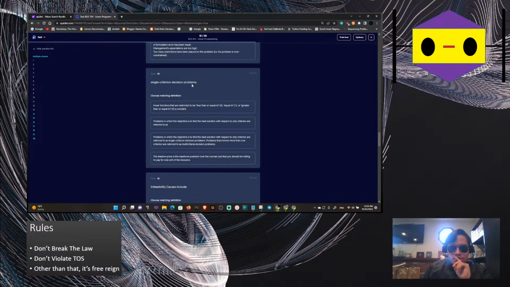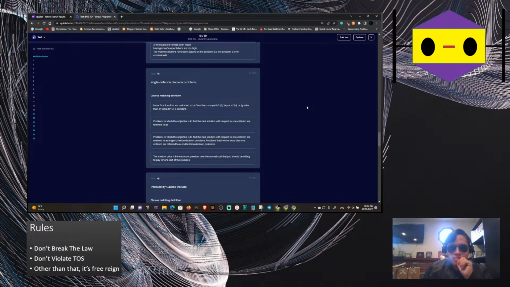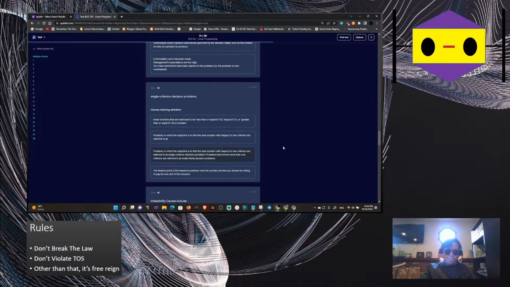Single criterion decision problems. What would that be? I'm going to go with C. Problems in which the objective is to find the best solution with respect to one criterion are referred to as single criterion decision problems. Problems that involve more than one criterion are referred to as multi-criteria decision problems. Good? Yeah, but why would they talk about multi-criteria when the question is not asking about more than that? Well, the second sentence here is just to tell you what the difference between a single criterion and a multiple criterion is. Okay. Good? Good.